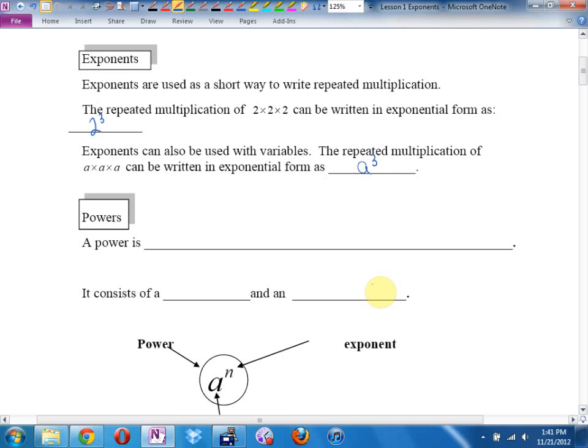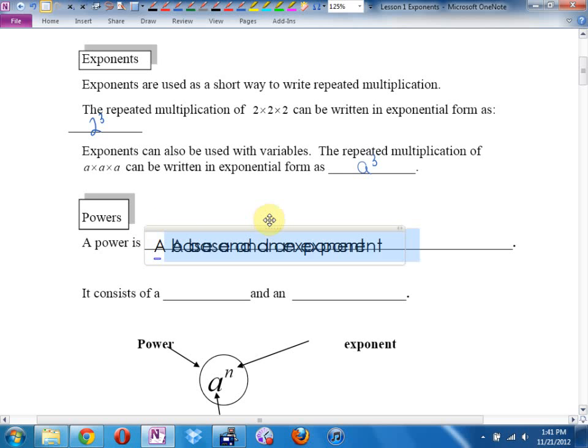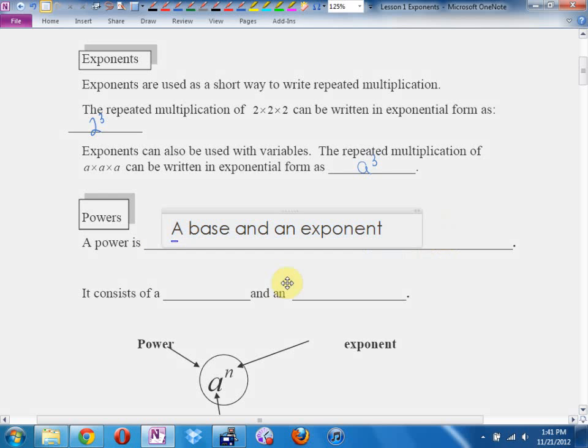Power. A power is a base and an exponent. Exponent. Let's try that again, Mr. Duke. Exponent. And let's see if I can move that up just a tiny bit. Yeah, to there.